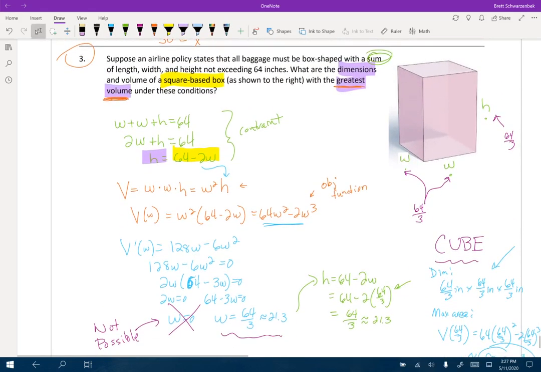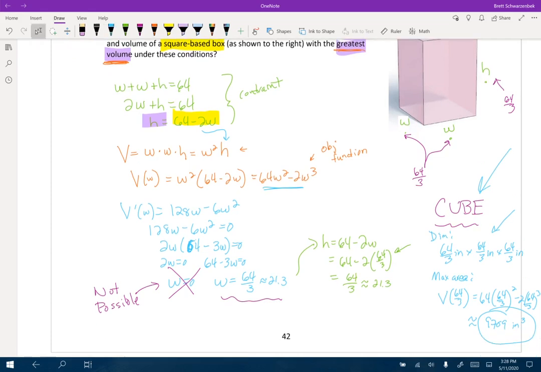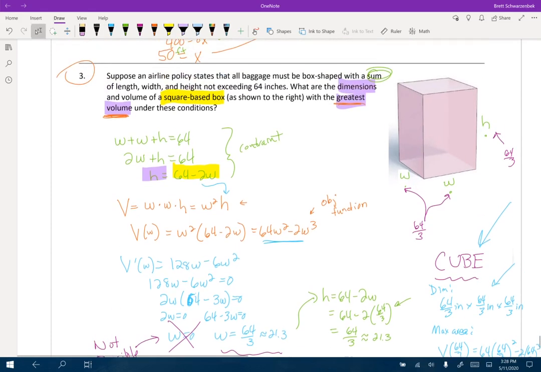And what's going to happen if the airline policy states that this is what it is? What do you think companies are going to do? They're going to immediately start making cubes out of their luggage because they want to be able to fit the most space into their luggage because customers are going to appreciate that.